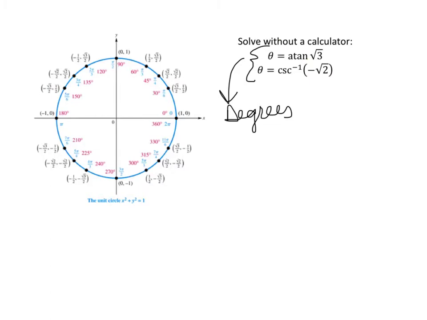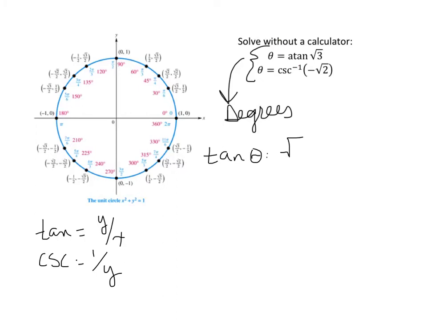So we'll need to remember that tangent is sine over cosine, or we can just say y over x. And that cosecant, nope, not cosine, cosecant, is really 1 over y. So I'm looking for a tangent value. So the tangent of some angle is going to equal square root of 3, or I could say that's got to equal y over x.